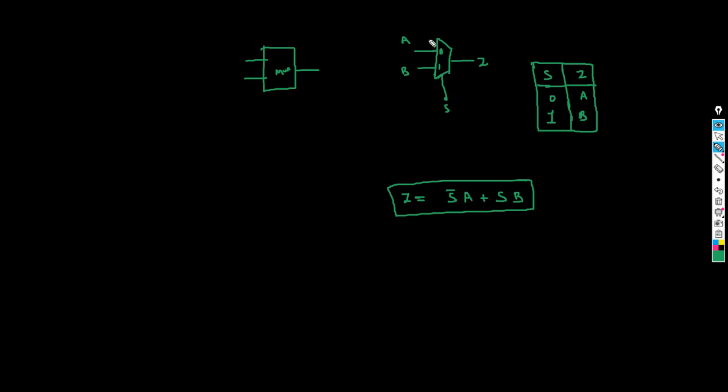Okay, so this is the mux diagram, but the internal circuit is going to be 2 AND gates, and the output of them goes to an OR gate. Say this is A, this is S, and this is B. So this is your mux internal diagram.